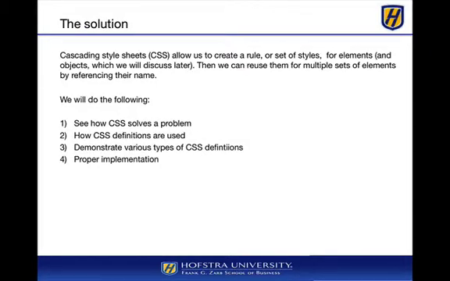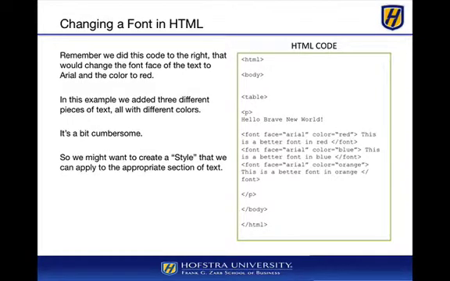What cascading style sheets allow is for us to create a rule or a set of styles, like font face, type, color, even right justification, left justification, and so forth, for elements and objects, which we'll discuss later. And what we can then do is reuse them for multiple sets of elements by referencing their name. So we're going to see how this solves the problem, and we're going to look at the definitions, demonstrate various types, and then the proper implementation.